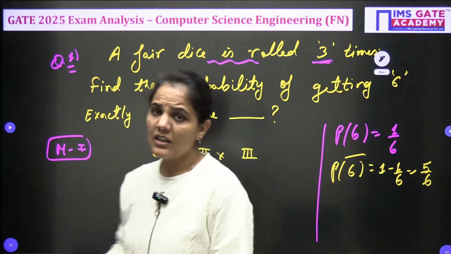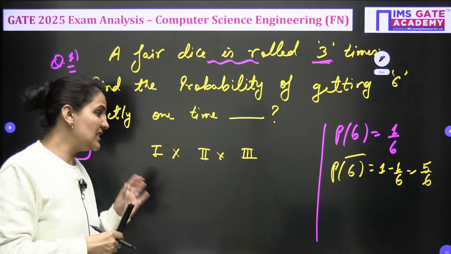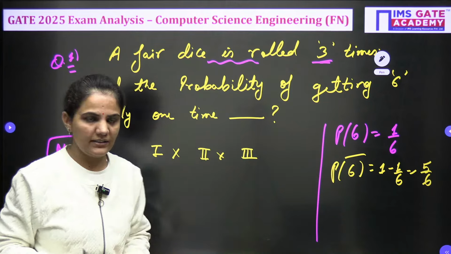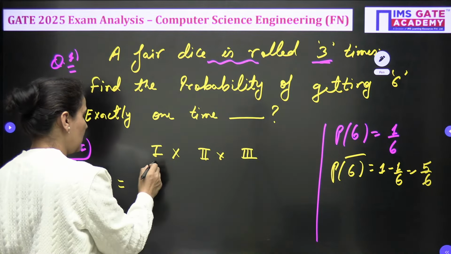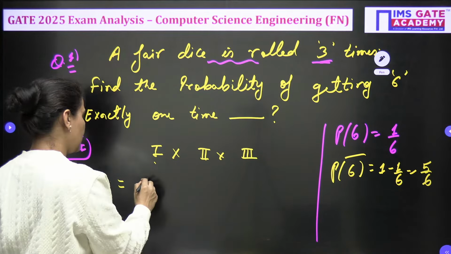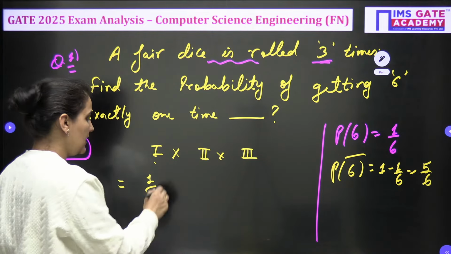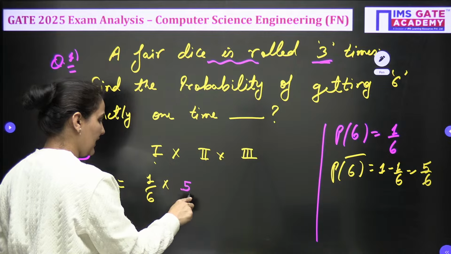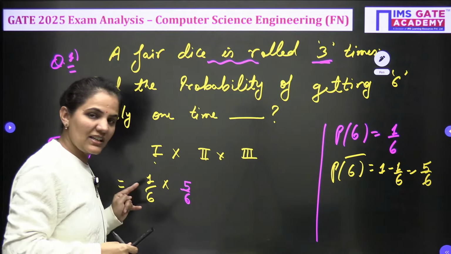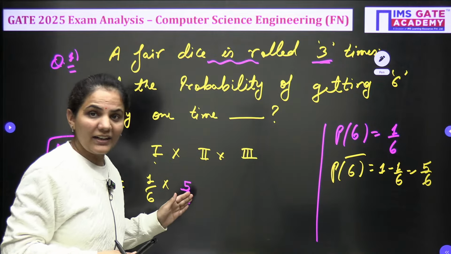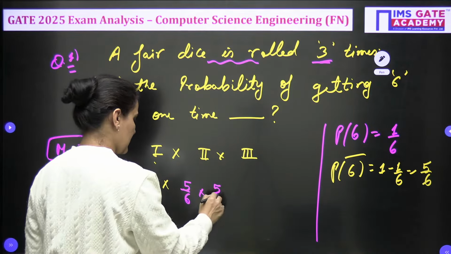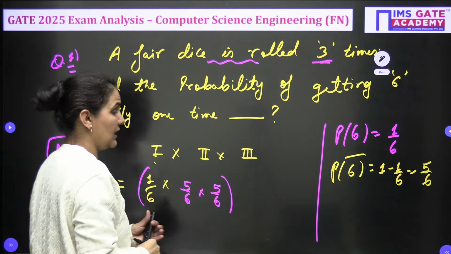My question is that among these three rolls, I want exactly one time 6. So exactly one time 6 we want. Suppose the first time I am getting 6. Second time I should not get 6. And in the third time also I should not get 6. Now this is possible.